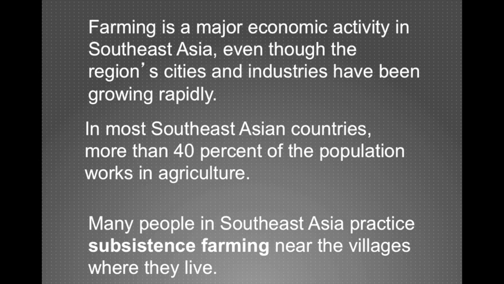All right, so what do people do in Southeast Asia? Well, not a lot. They farm. In fact, 40% of the population works in agriculture, farming. So people are relatively poor in Southeast Asia, and they farm for the most part. In fact, most people practice subsistence farming. Subsistence farming is farming to survive.